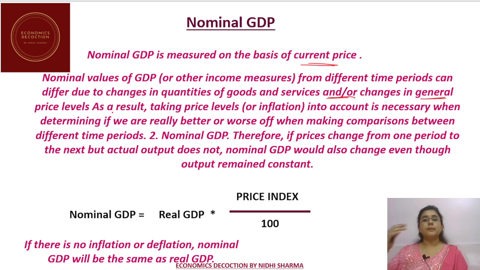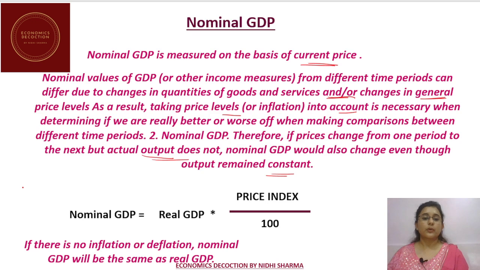Okay, so if the general price level changes or the quantity of goods changes, then the value of nominal GDP is going to change. As a result, taking price levels or inflation into account is necessary when determining if we are really better off or worse off when making a comparison between two different time periods. Therefore, if prices change from one period to the next but actual output does not, nominal GDP would also change even though output remains constant. So even if your output is constant, if there is a change in price level, your nominal GDP is going to change, because while calculating nominal GDP, we consider the current price level, not the base prices.